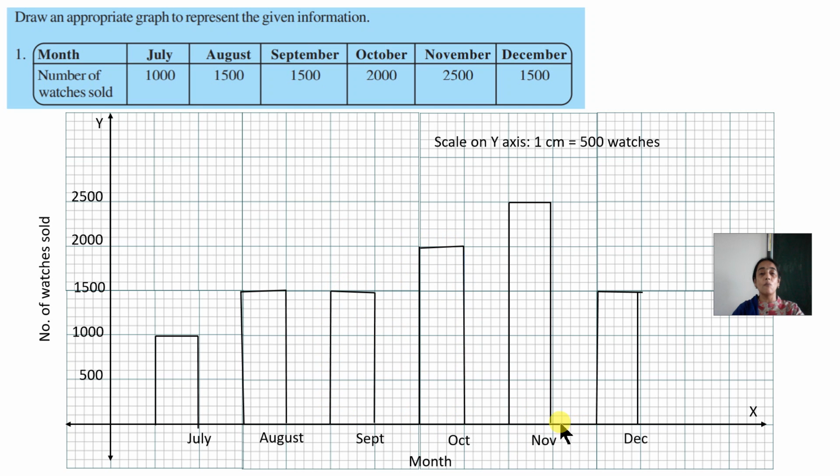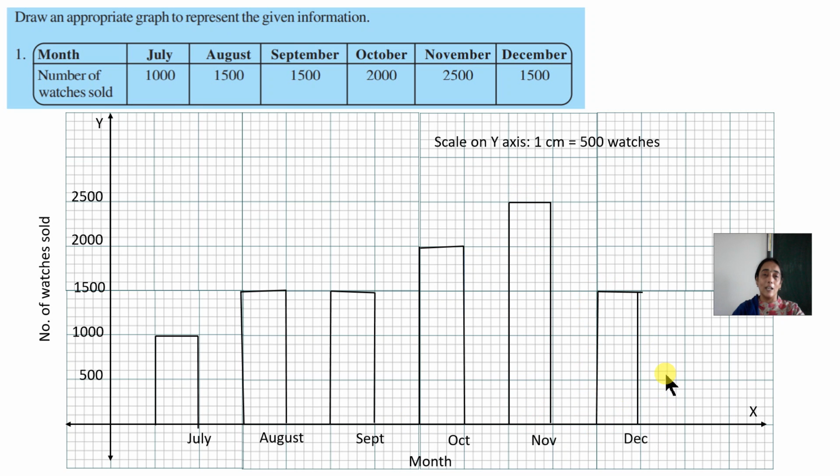Same way, November is 2500. So from November I go till 2500. Go left hand side and then come back down. December 1500 again. So from December I go till 1500, go left hand side and come back down. So this is my bar graph. It is very easy, isn't it?